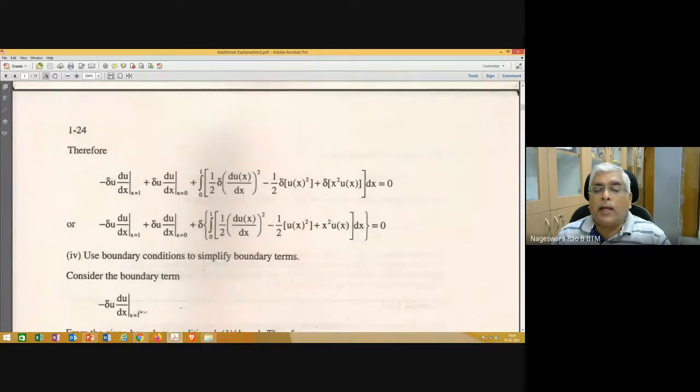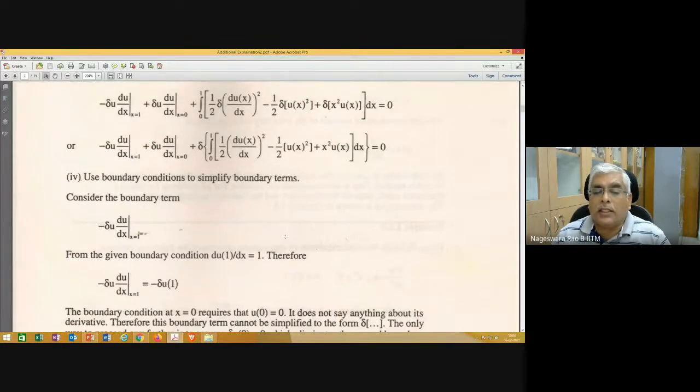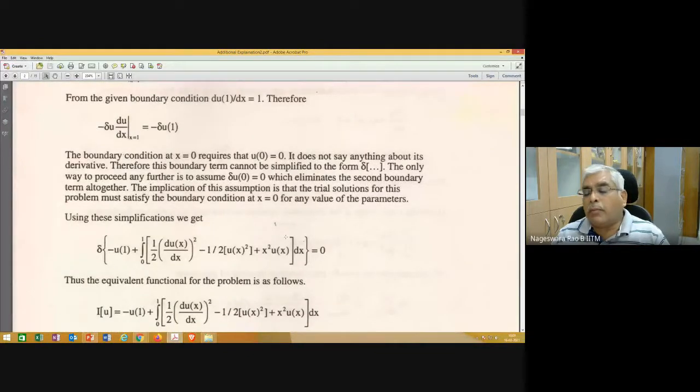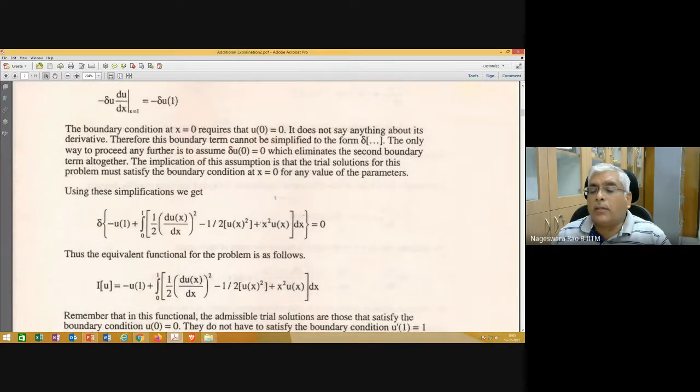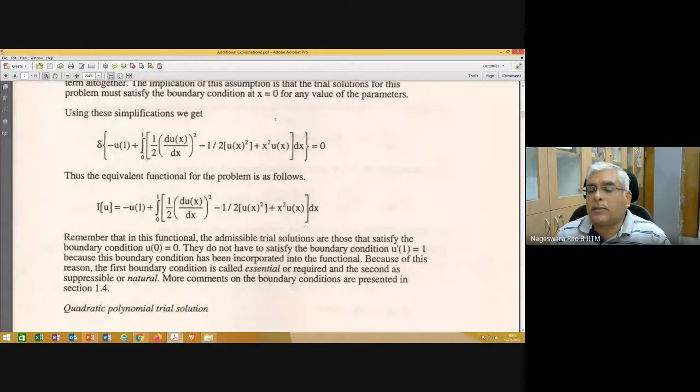Finally, the fourth step continues the same thing. Bring the given boundary value problem into this form: variation of something inside the bracket is equal to 0. Whatever is inside the bracket is nothing but your equivalent functional for the problem. Up to this point it is the same for classical methods and the finite element method, and after this, it differs.